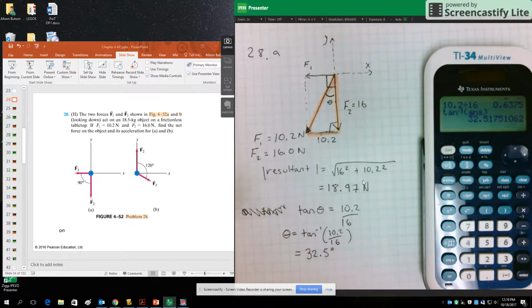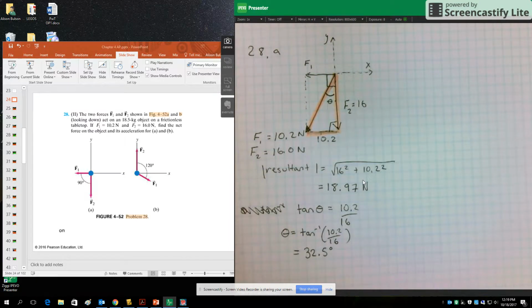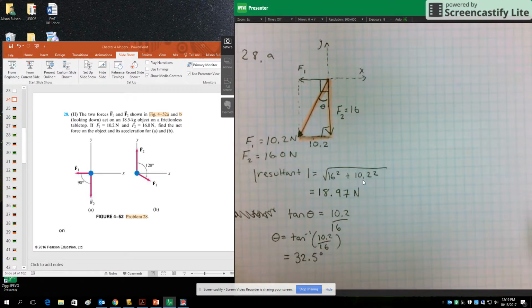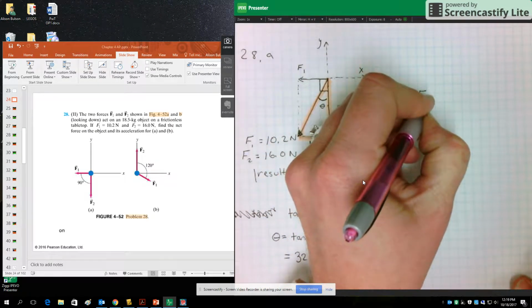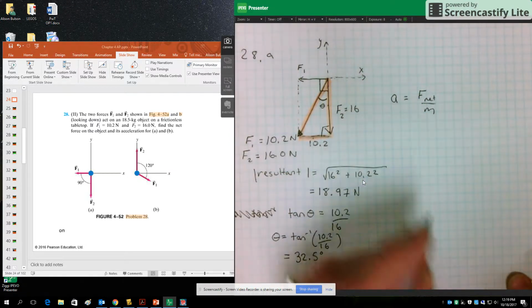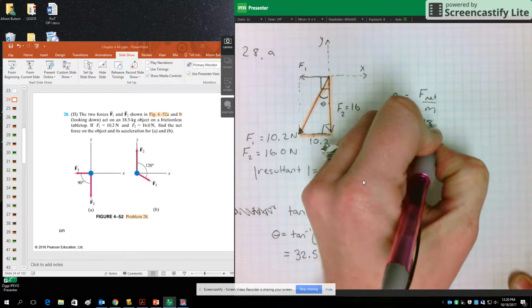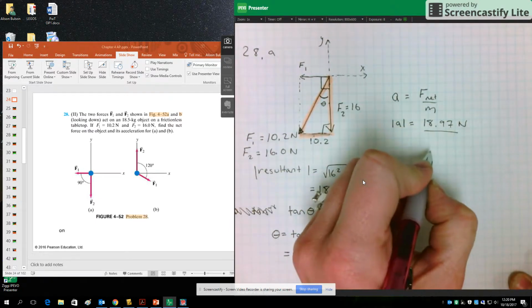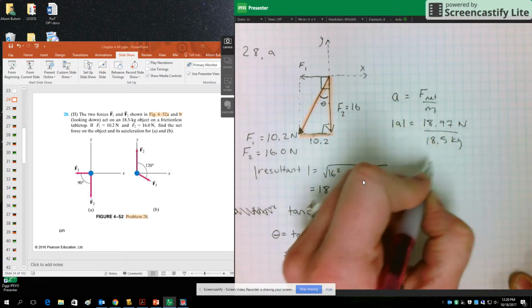So we're still not quite done, because what we've found here is the magnitude and angle of the net force, but that's not actually answering the question yet. We want to find the net force on the object and its acceleration. So now we need to apply Newton's second law, where acceleration is equal to net force divided by mass. So I can say the magnitude of the acceleration, at least, is equal to the net force, which I now know is 18.97 newtons, divided by the mass, which was given as 18.5 kilograms.